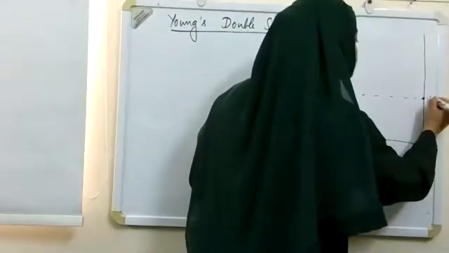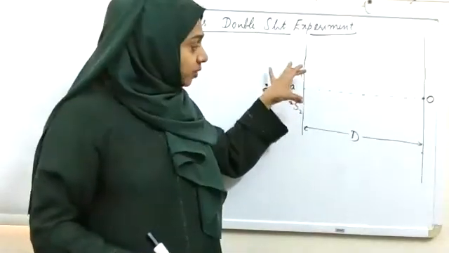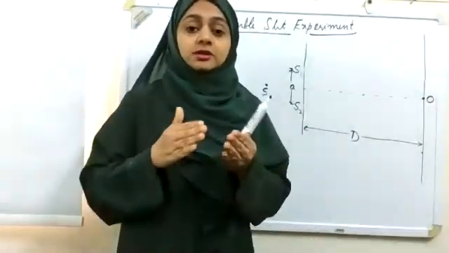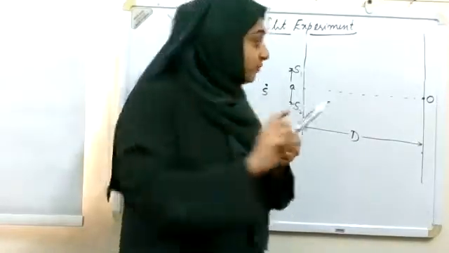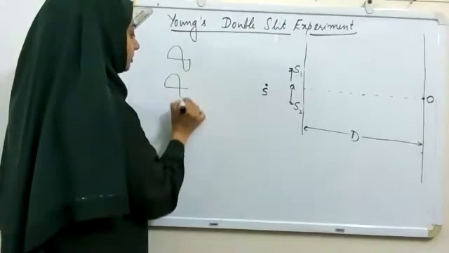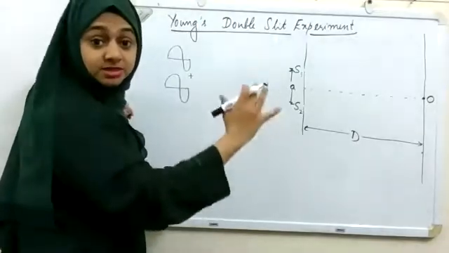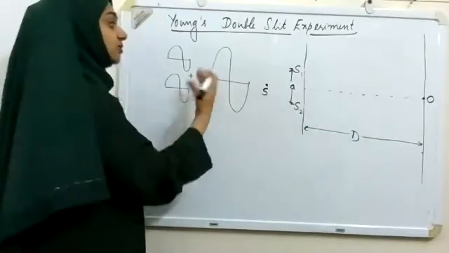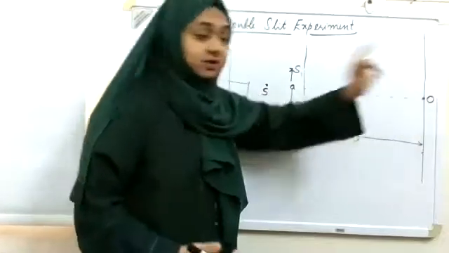Let me mark that central point as region O, because the light rays which are coming from both will travel the same distance and they will join together with no phase difference. They will be in phase. So if two waves which are in phase add up, what you will get? You will get maximum intensity. The amplitudes add up, and so you will get constructive interference or maximum intensity at the center region.